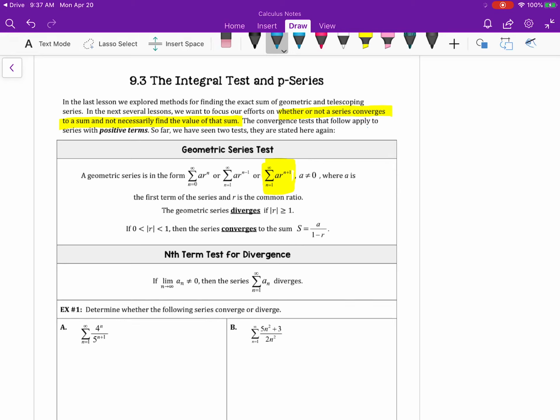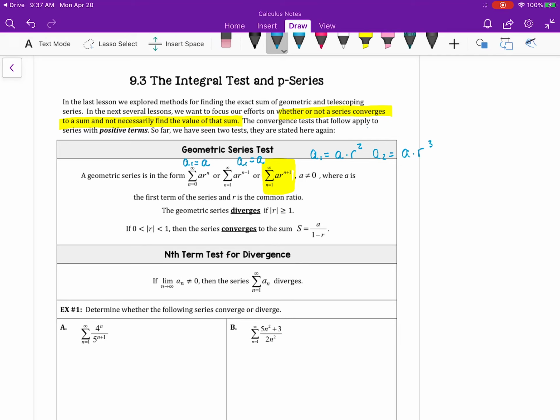I'm going to keep reading here and show you why I have a little bit of trouble with that third one. A does not equal 0, where a is the first term of the series and r is the common ratio. So let's look at each one of these. If I put 0 in, my first term for this first one is a times r to the 0, that's a. If I put a 1 in here, my first term, again, is a times r to the 0. So it holds true for those first two.